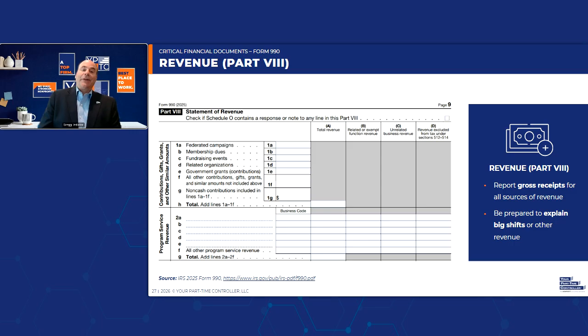Funders are going to look at this section to assess whether the revenue streams are diversified and relatively consistent over time. So be prepared to explain significant shifts year to year, or any unusual other revenue items like unrelated business income. In short, funders use this section to understand how stable and sustainable your funding model really is.